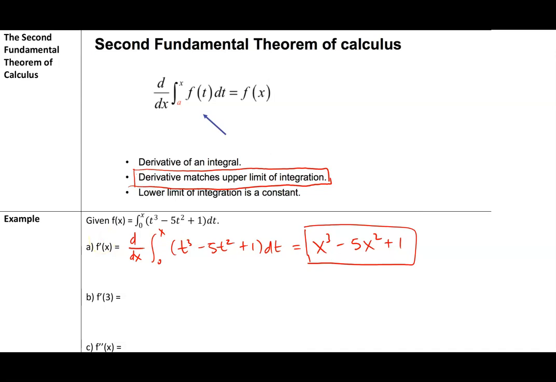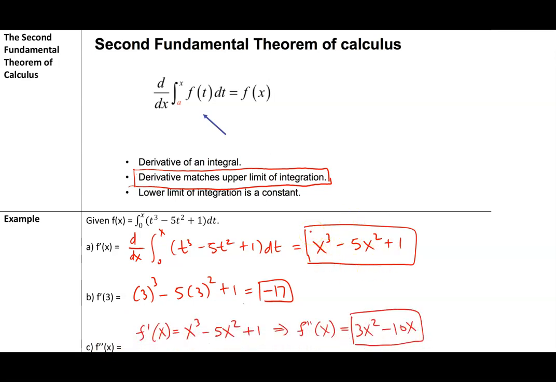And then from there, we're going to find F prime of 3. Since this is F prime of x, we're going to replace every x with 3. For F double prime of x, if this is F prime of x, to take F double prime, we take the derivative of that.